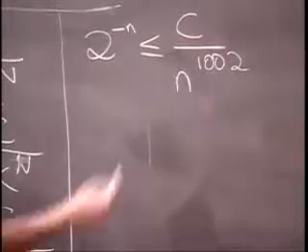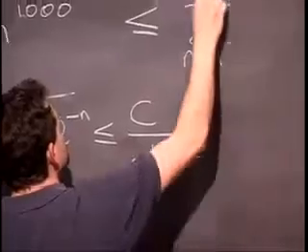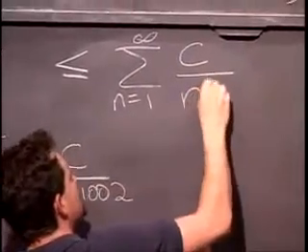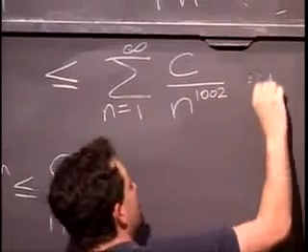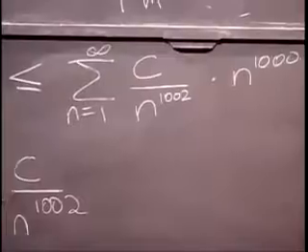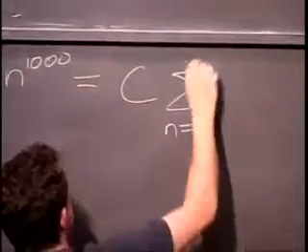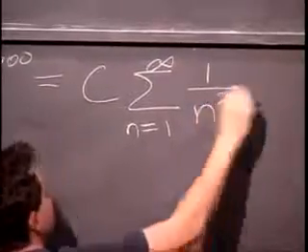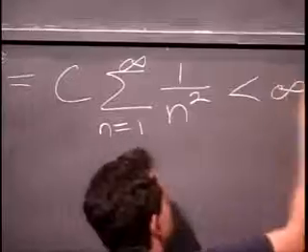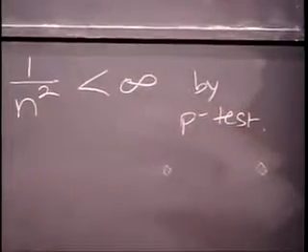If I do this, I can do a direct comparison on this series and say, well, there's some constant over n to the 1,002. That's such a big power that it kills off the 1,000 with some room to spare. The constant comes out, and we're left with 1 over n squared. And again, this converges by the p-test. And this is all comparison.